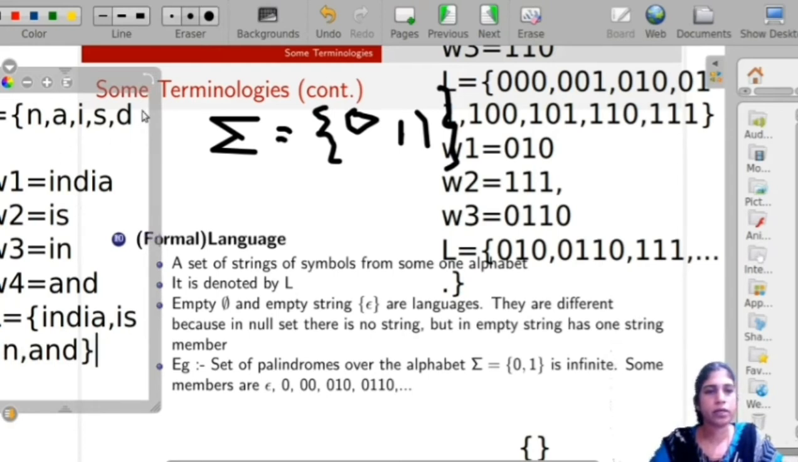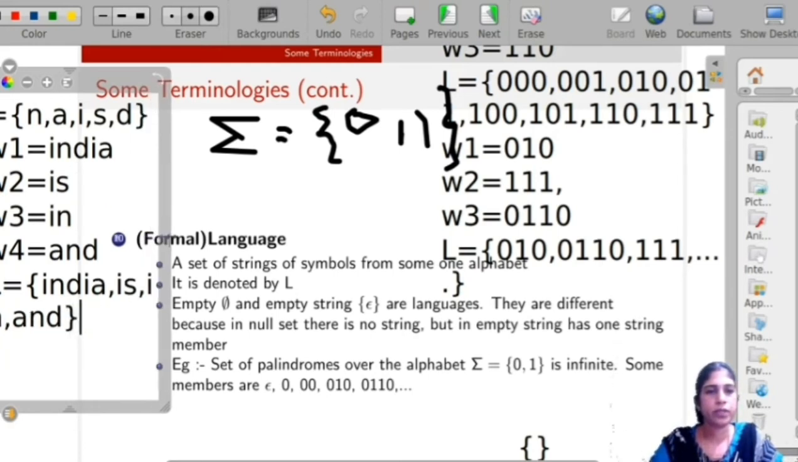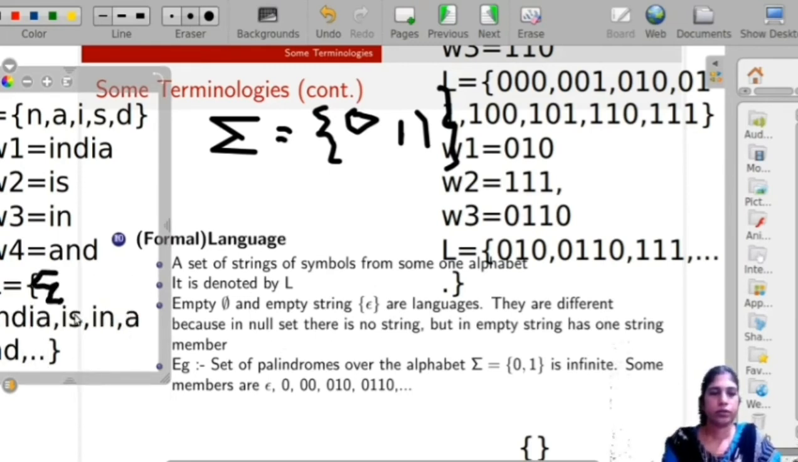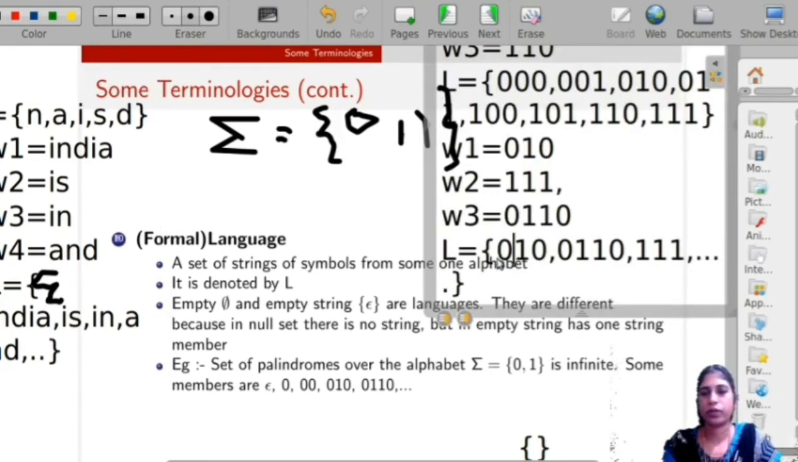Again, we can construct other words from this alphabet, and we put them in the set, etc. Okay, so this is about the language. Epsilon is also a member of the language, so we can write L is equal to epsilon also. Include epsilon in the language set.